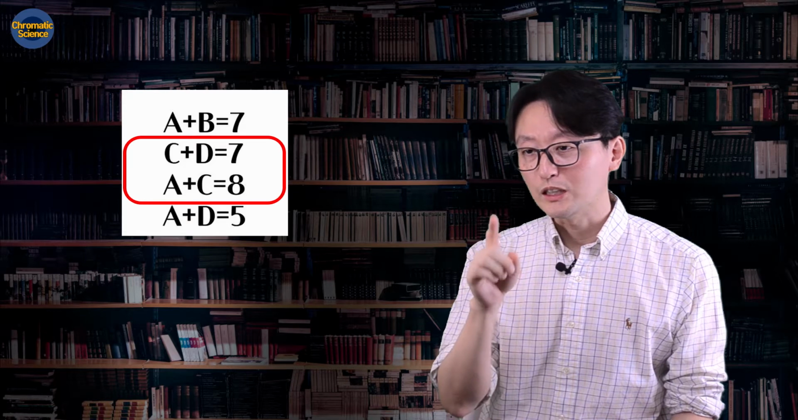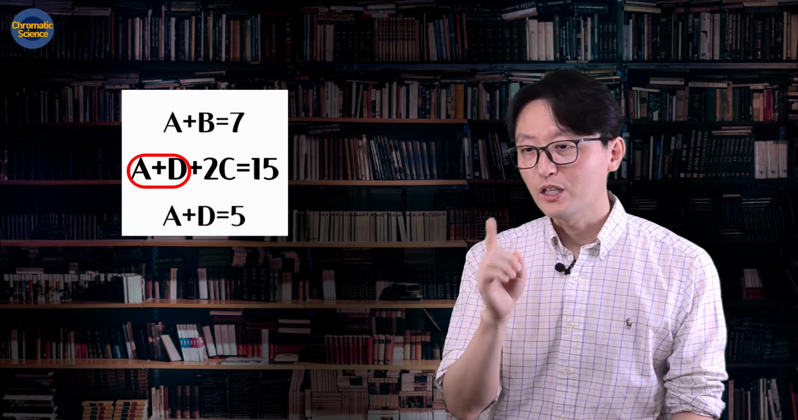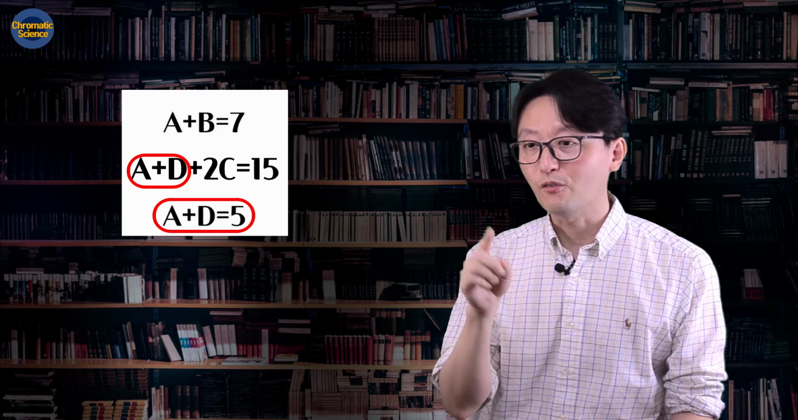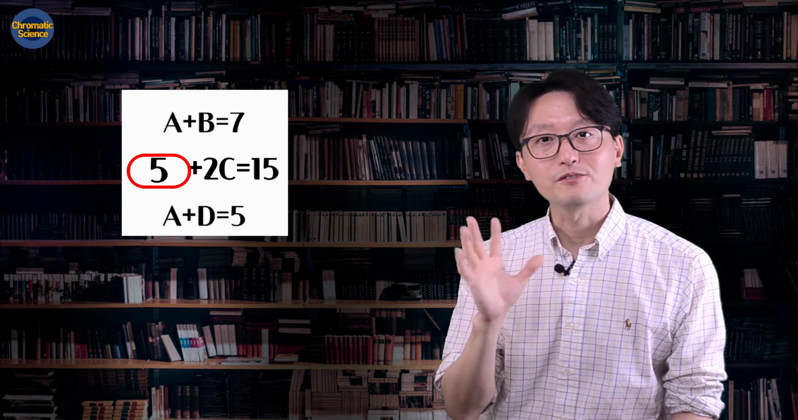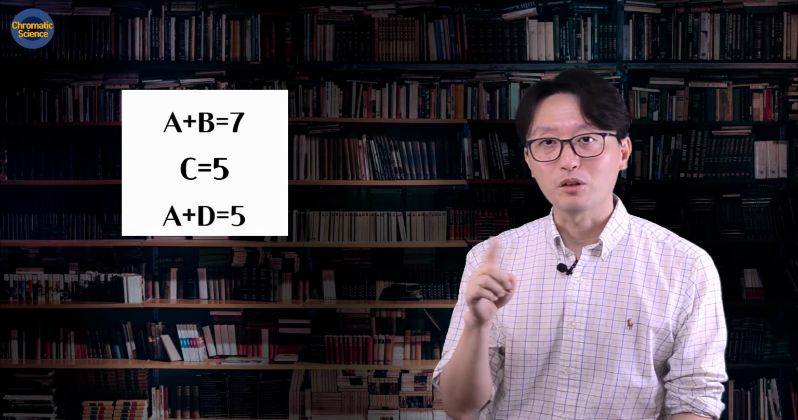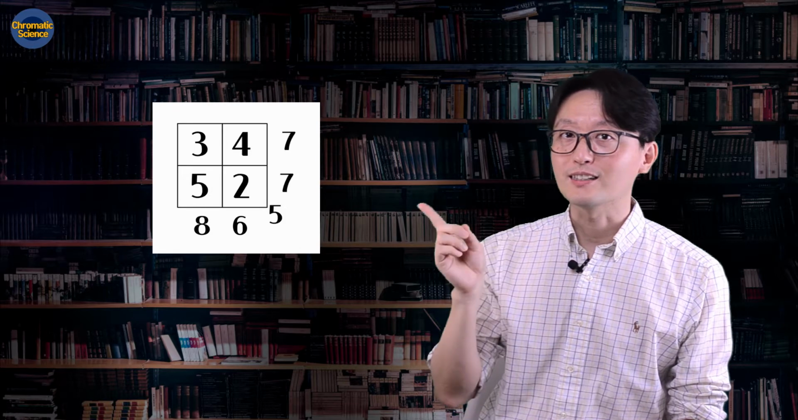If you add these 2 equations, then you're going to have this, and we know that a plus d equals 5, so if you plug 5 for a plus d, then you can determine c, which is 5. You can plug 5 for c in other places, then you're going to get the answer. The final answer is this.